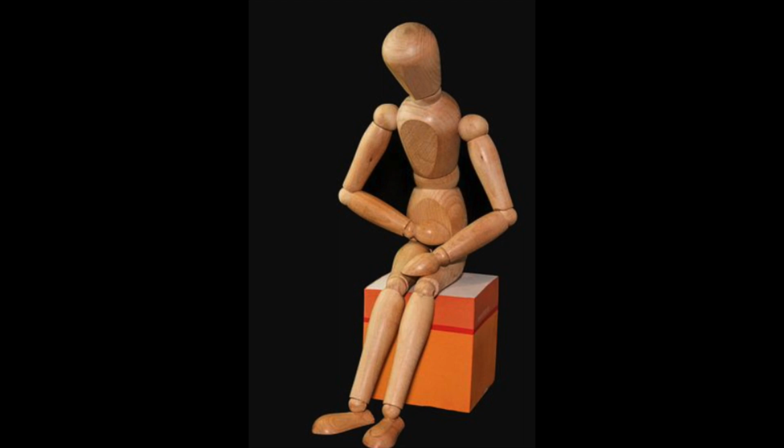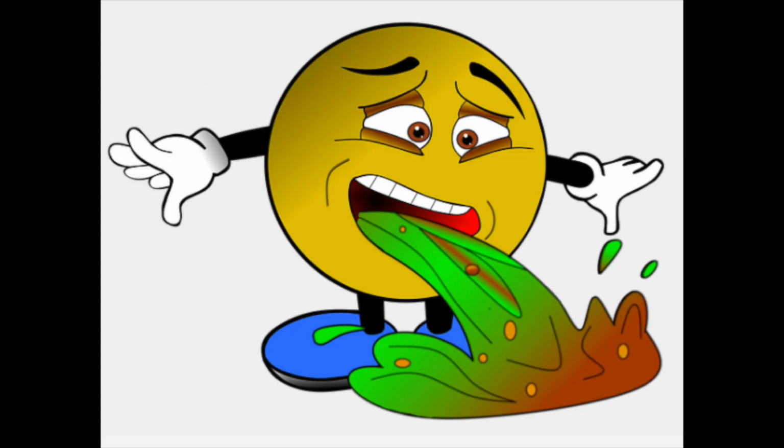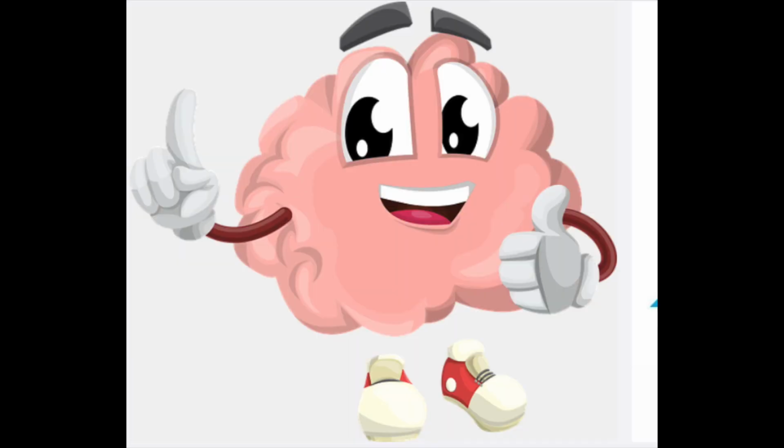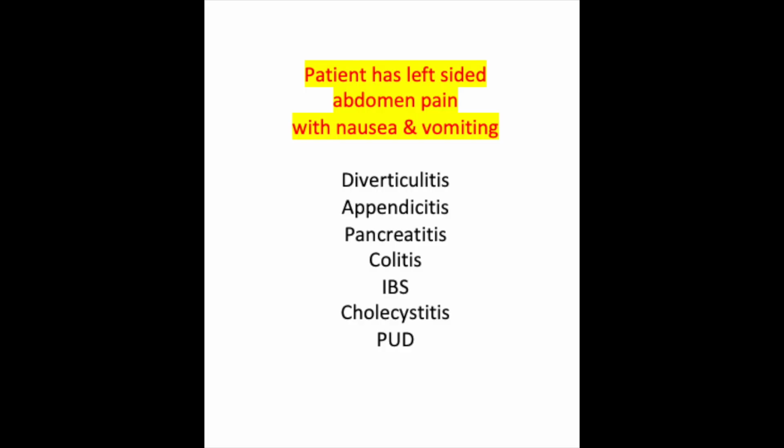Patient has left-sided abdominal pain with nausea and vomiting. You see some choices here: diverticulitis, appendicitis, pancreatitis, colitis, IBS, cholecystitis, and peptic ulcer disease. Which one right away do you think that it is? If you already know, go ahead and comment in the comment section based on this information. Is there any diagnosis below that you could take off this list?